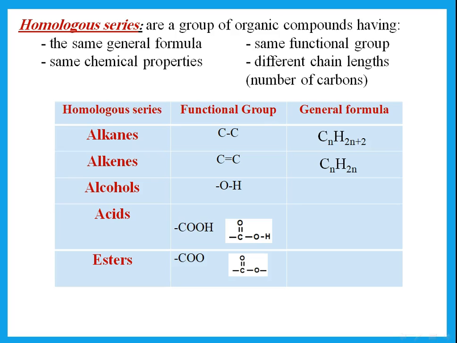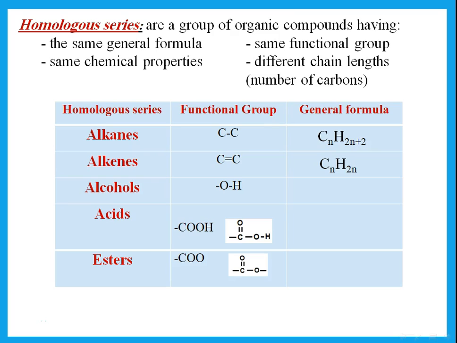and so on. Okay, we divide organic compounds into groups, but we don't call them groups, we call them homologous series. So we have a homologous series that we call alkanes. There is another group of organic compounds or homologous series called alkenes. Another group is alcohols, acids, esters. So each of these are groups of organic compounds.